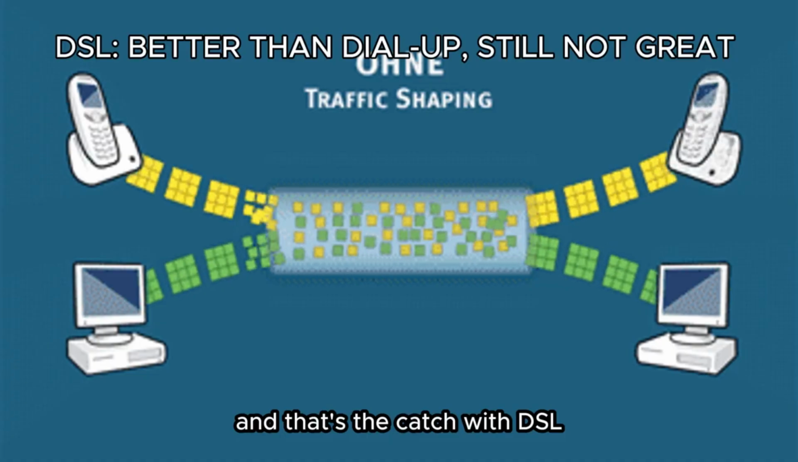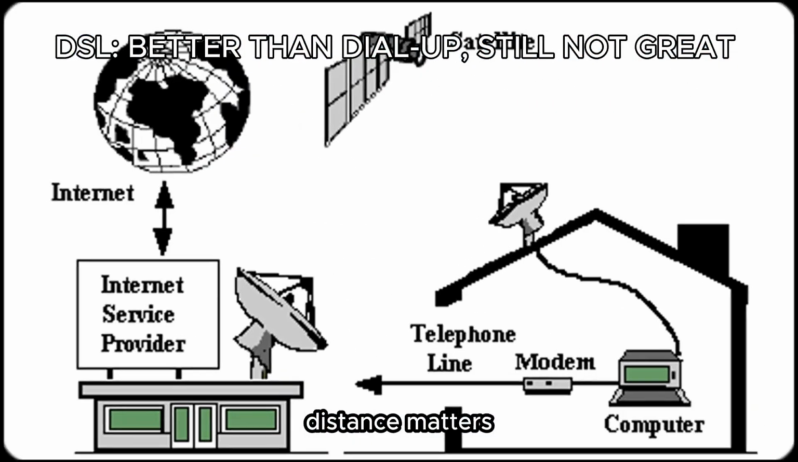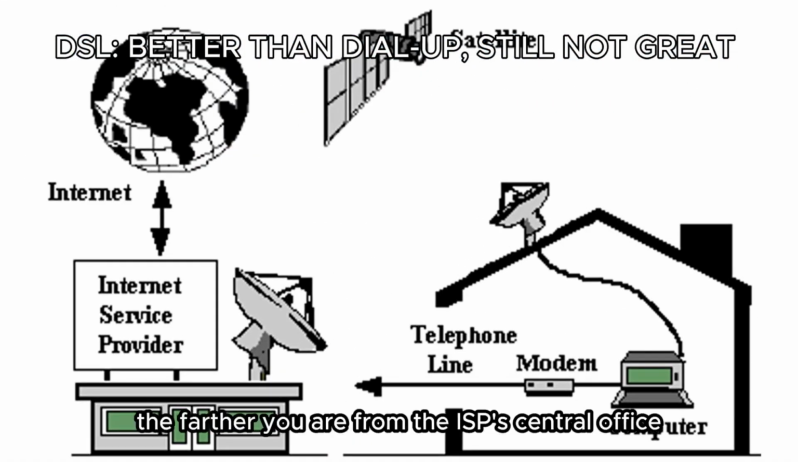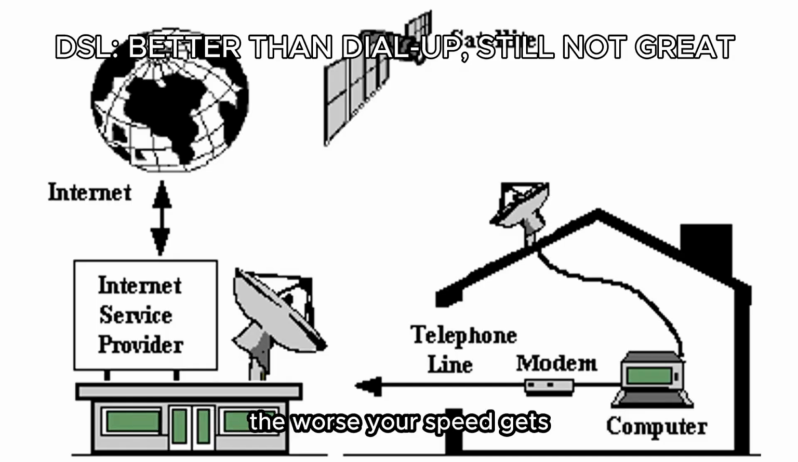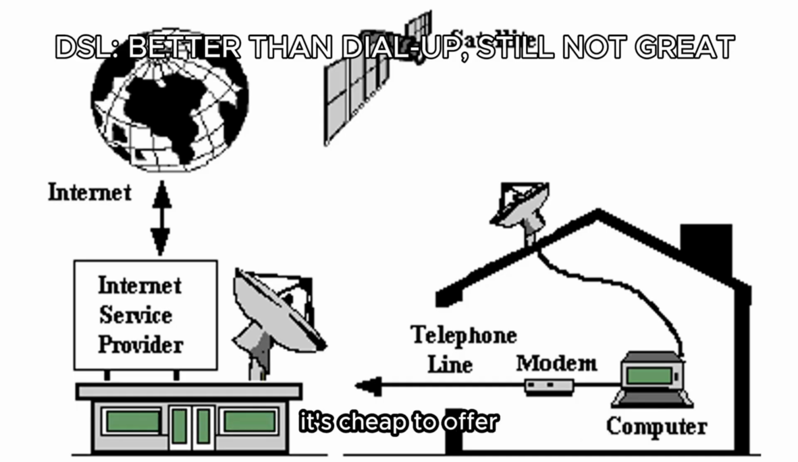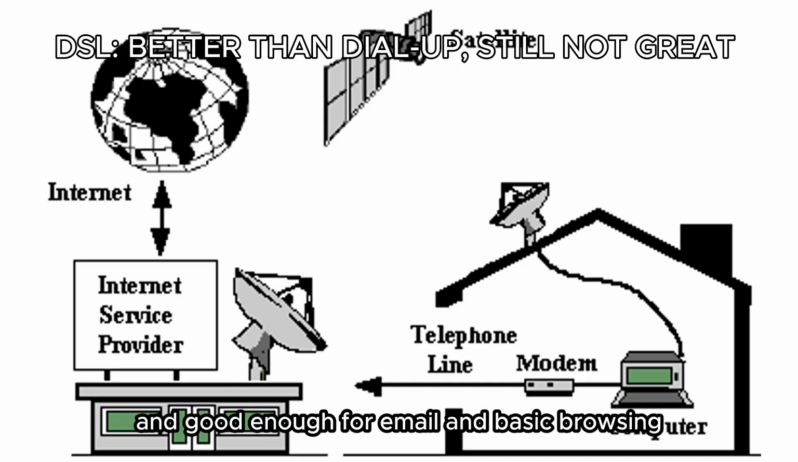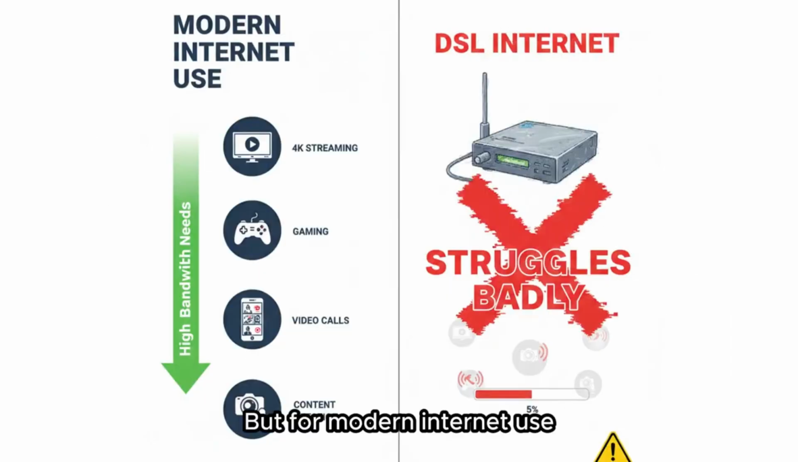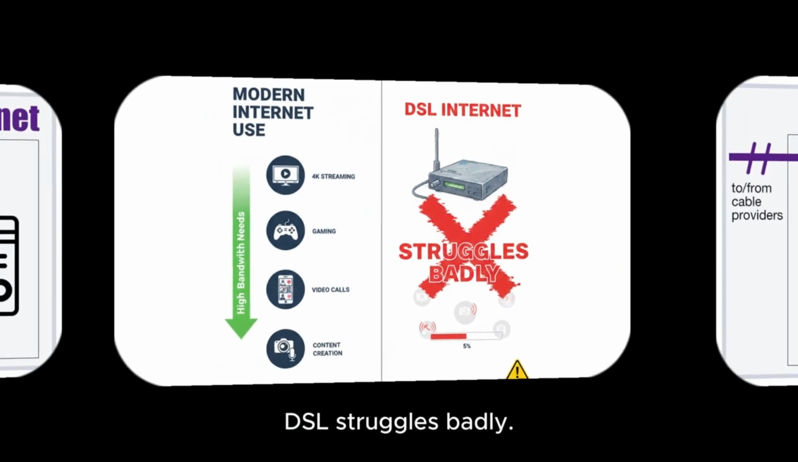And that's the catch. With DSL, distance matters. The farther you are from the ISP's central office, the worse your speed gets. Past a few miles, DSL is borderline unusable. It still exists because phone lines already exist. It's cheap to offer and good enough for email and basic browsing. But for modern internet use, 4K streaming, gaming, video calls, content creation, DSL struggles badly.